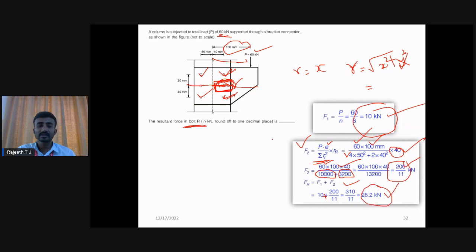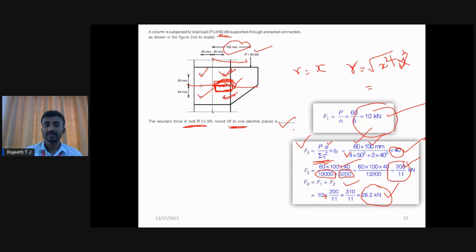28.2 is the correct answer. But while typing here, we need to round it off. While putting the answer here, you should type it to one decimal place: 28.2 kilonewton.